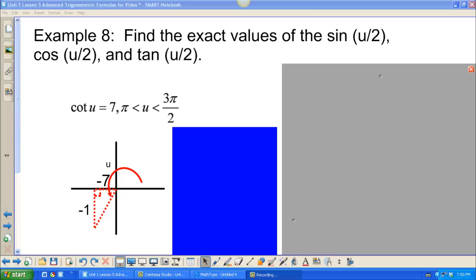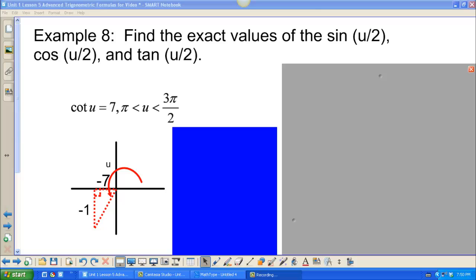And we have arrived at example 8. We're going to find the exact values of the sine of the half angle, the cosine of the half angle, and the tangent of the half angle, given information about the whole angle. So we're given information about the whole angle u, that its cotangent is 7, and that u lies between pi and 3 pi over 2, which would translate to the third quadrant.